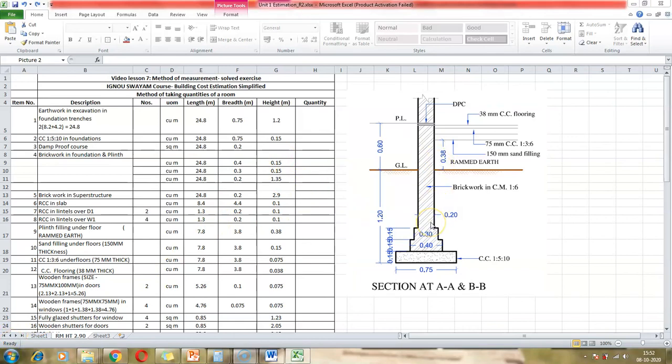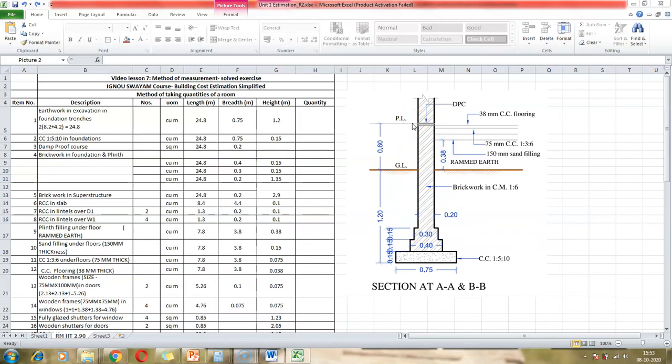The remaining portion is the brickwork that is below the plinth level. So for that, again, we have the same length as we have been following, which is the perimeter, 24.8. Now the breadth is 0.2. This is the thickness of the wall. Now the third dimension is the height. So we have so far covered till this particular height, and what remains for us is from the top of this footing to the top of the plinth level. That is what we need to know.